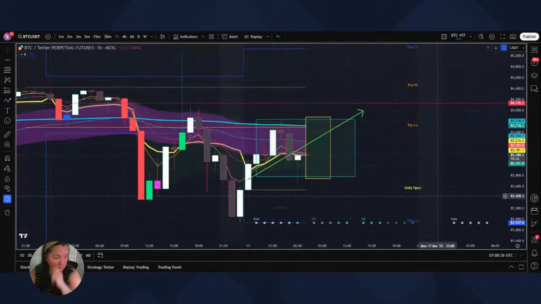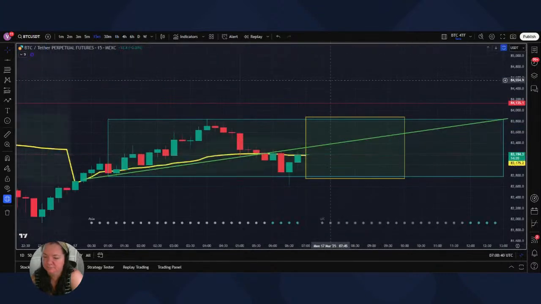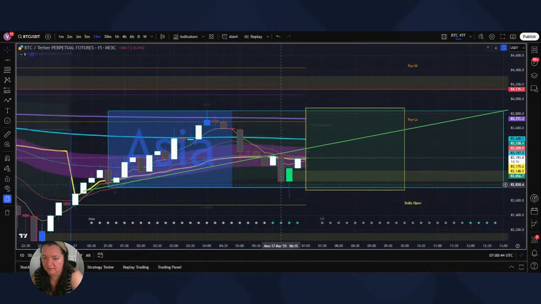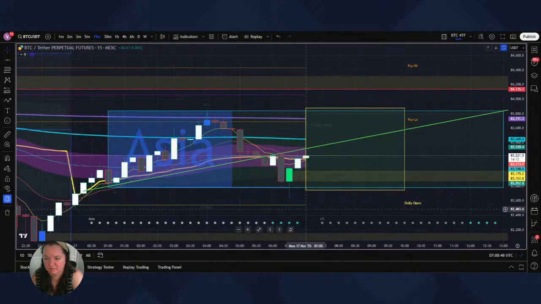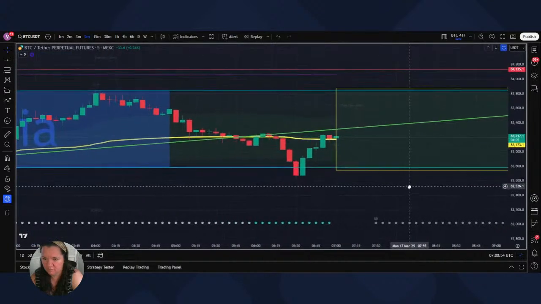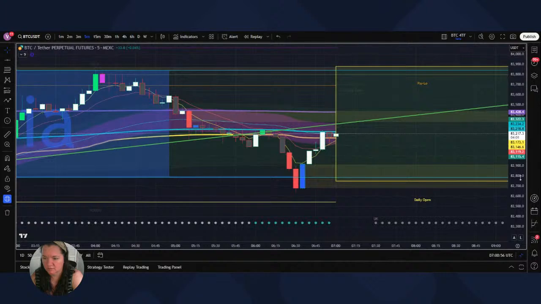Okay. Let's go back down to 15 minutes. But yeah, so this 3 candle formation in general is a bullish reversal. Now let's go down. We really want to see a push here.